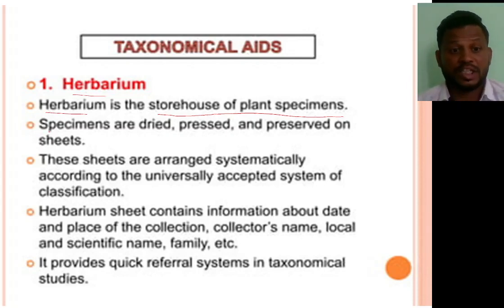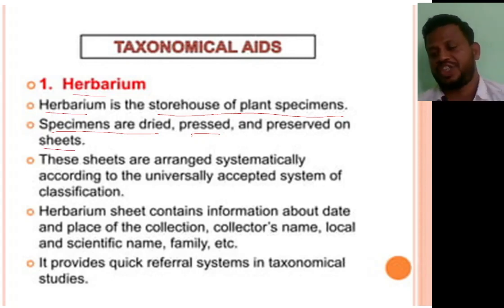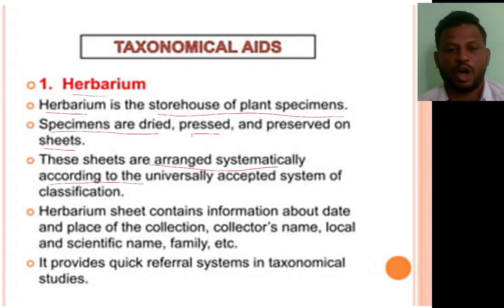We store different types of plants here. Specimens are dried. How are we going to store them? Specimens means we dry their leaves, stems, branches, seeds or fruits, and they are pressed and preserved on a sheet. Right? Next, these specimens are arranged systematically according to the universally accepted system of classification. We arrange them in the form of nomenclature.